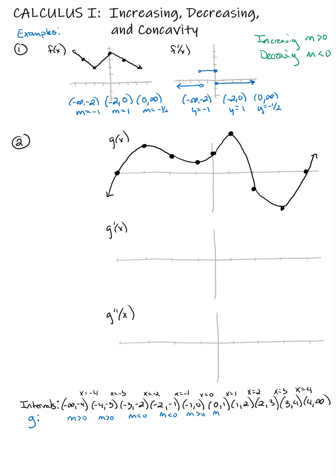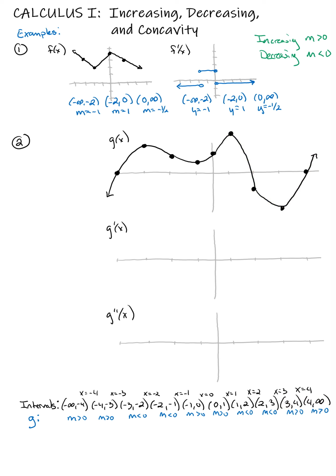My slope is positive. And then on the intervals from 1 to 2 and from 2 to 3, it goes back to decreasing. So that means the slope would be negative. Negative slope for each of those. And then finally, from 3 to 4 and from 4 to infinity, my function is increasing, so now we have positive slope on those last two little intervals.